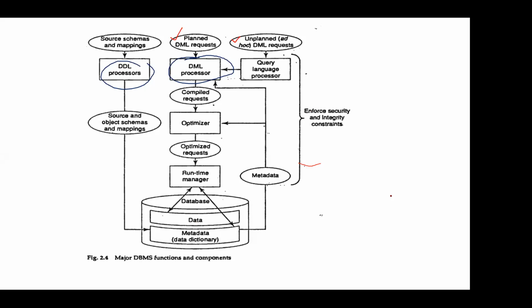Now, what is the execution process here for planned requests and unplanned requests? Planned requests are characteristic of operational or production applications. Unplanned requests are characteristic of decision support applications. So these are the examples.